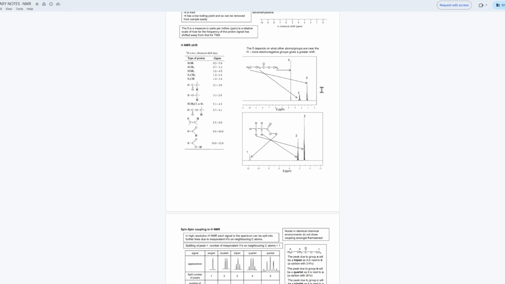So the parts per million is okay. The symbol is a measure in parts per million. The chemical shift, that's what it's called. Chemical shift is measured in parts per million. It is the relative scale of how far the frequency of the proton signal has shifted away from that for TMS. The chemical shift depends on what other atoms or groups are near the hydrogen. More electronegative groups give the greatest shift.